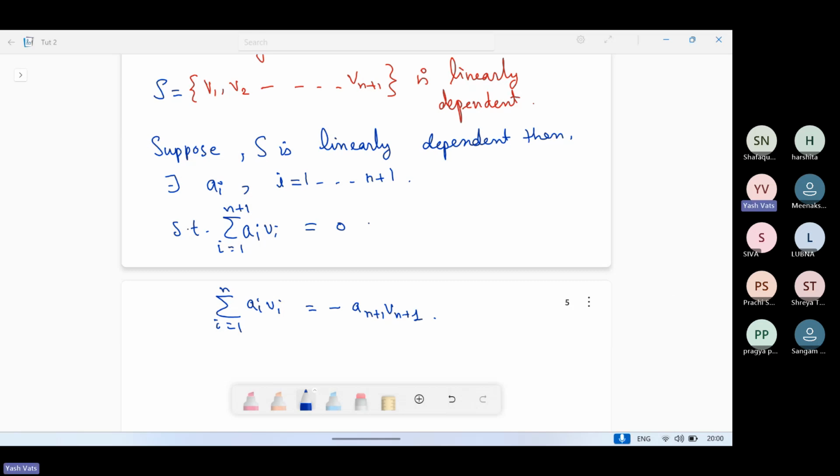Yes, how will you prove it? Any guesses? Everyone. Harshita, Meenakshi, anyone? Any idea to prove?